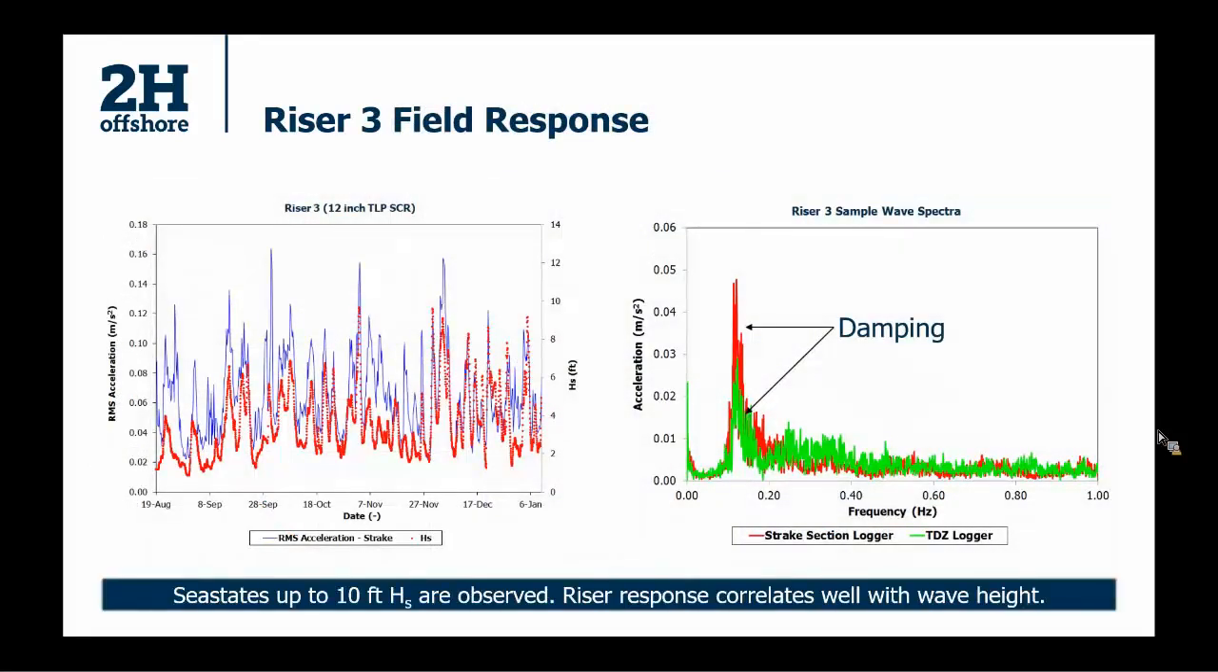Again, I'm showing you the field response. On the left, you can see acceleration versus wave height, and you can see there's a good correlation. And again, on the right side, I'm showing you something like Riser 1, a comparison of a hang-off logger to the touchdown zone logger, which is in green, and the damping is quite evident.